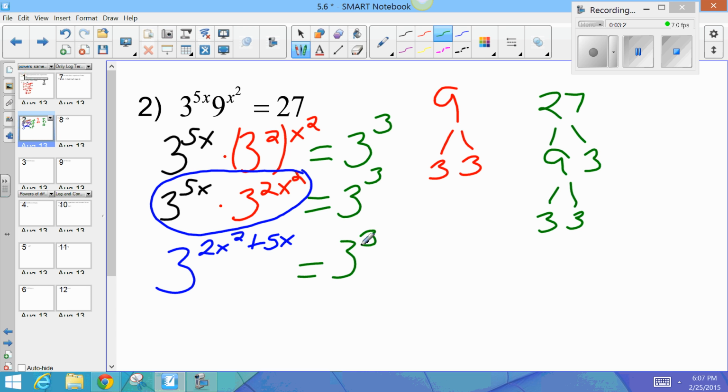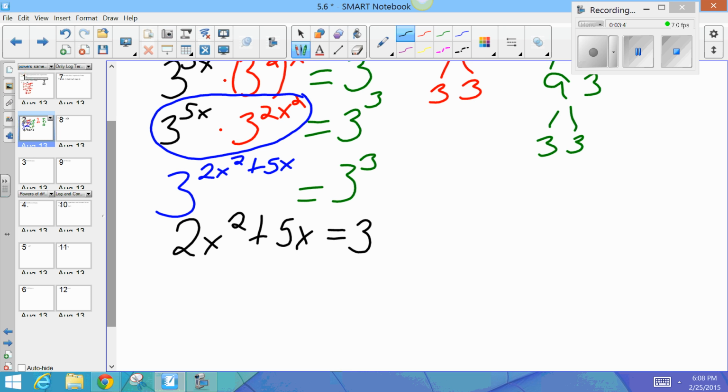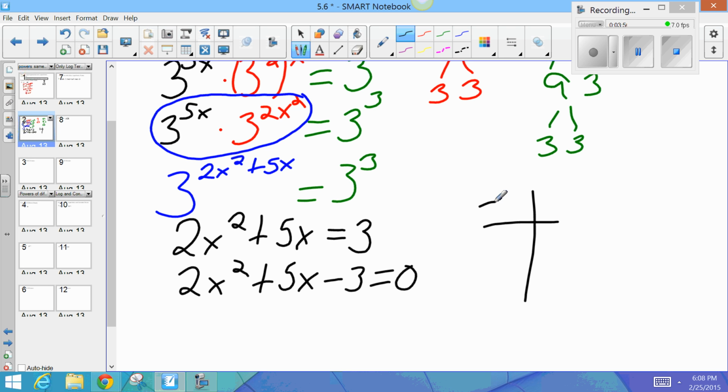All right, so now the left and right-hand sides both have the same base. So now I can just set the exponents equal to each other and get rid of the base. So that's 2x squared plus 5x equals 3. So now what I have is a quadratic equation. Let's set that equal to 0. Let's see if it's factorable. I'm looking for factors of -6 whose sum is positive 5.